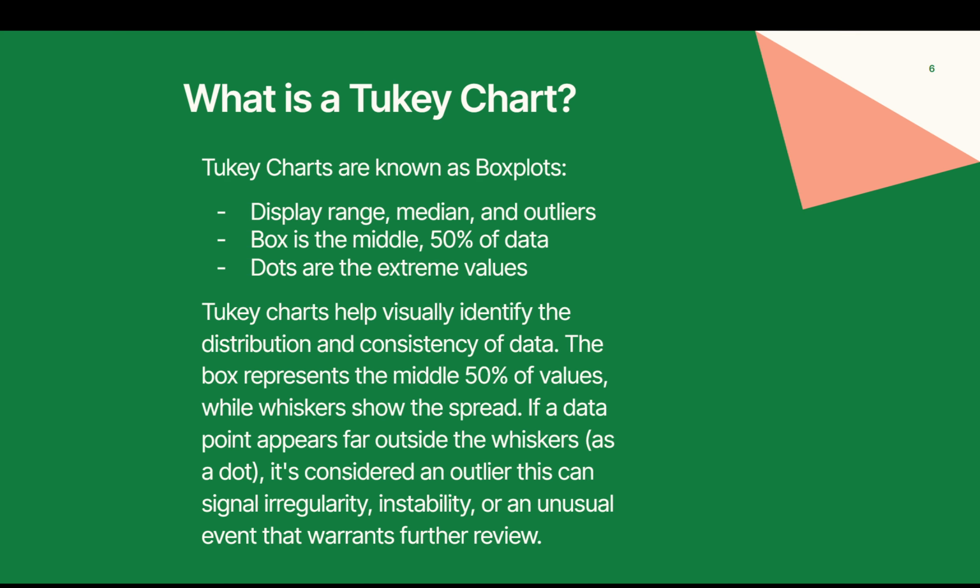Now, we want to go over what a Tukey chart is. Tukey charts are known as box plots. They display range, median, and the outlier or outliers. The box is the middle 50% of the data, and the whiskers show the extreme values. So Tukey charts help visually identify the distribution and consistency of data. The box represents the middle 50% of values, while whiskers show the spread. If a data point appears far outside the whiskers as a dot, it's considered an outlier. This can signal irregularity, instability, or an unusual event that warrants further review.